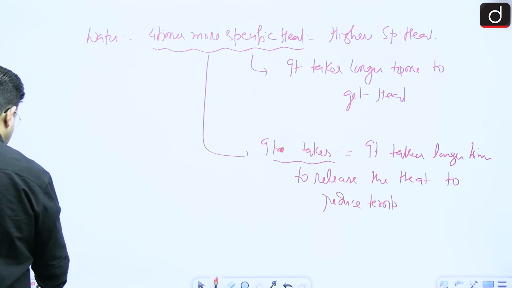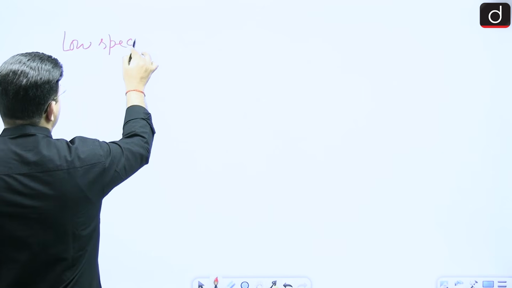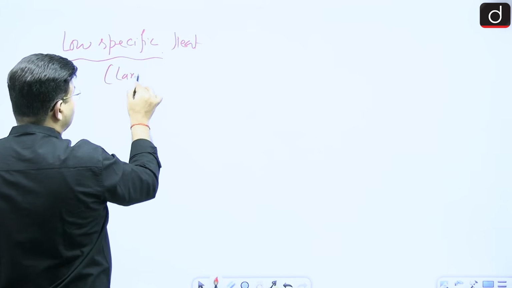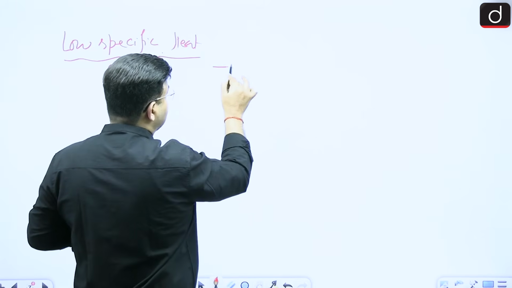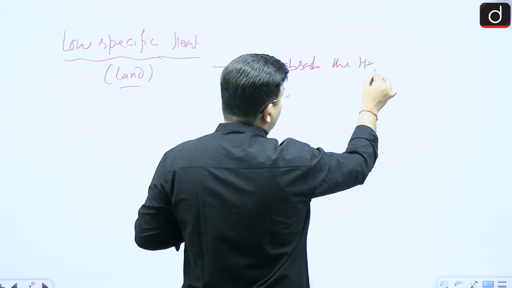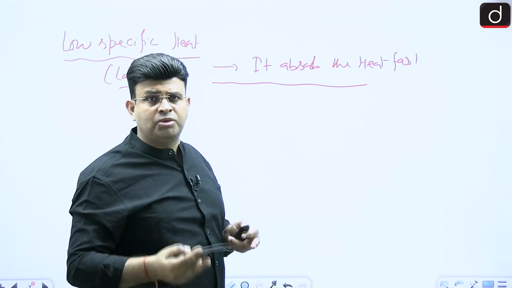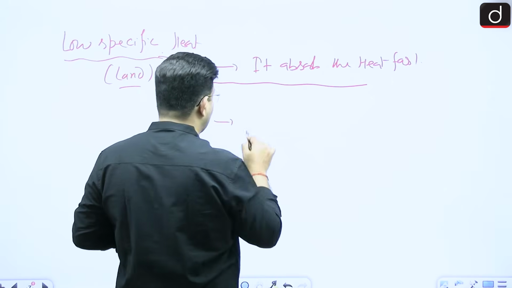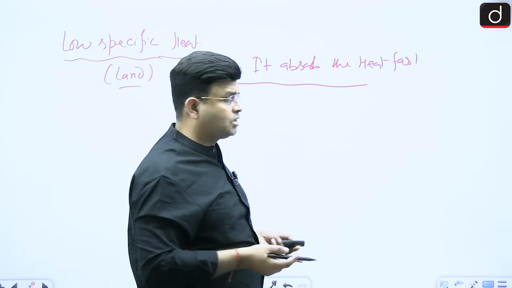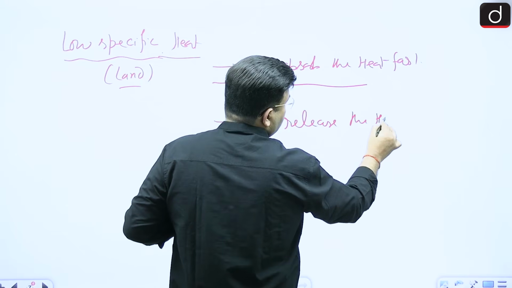If it has a low specific heat, like land has, 4 times less than the water, it absorbs the heat fast. When the sun is there, it will absorb the heat fast, and when it is winter time, it releases the heat very fast, because in winter time sun rays are coming very less, and it releases the heat very fast.